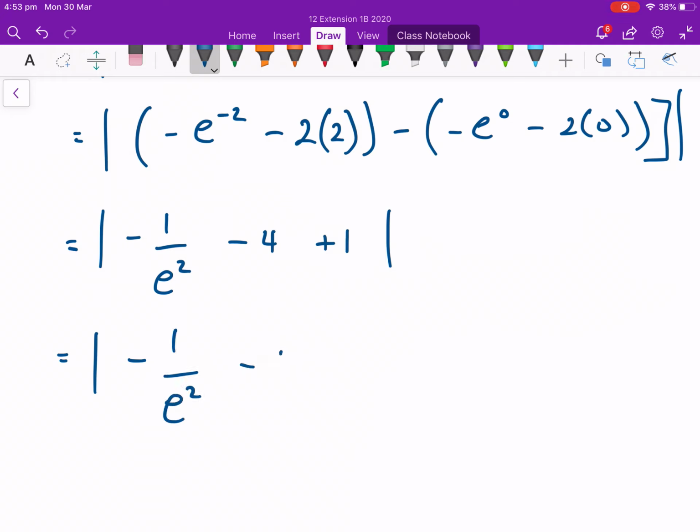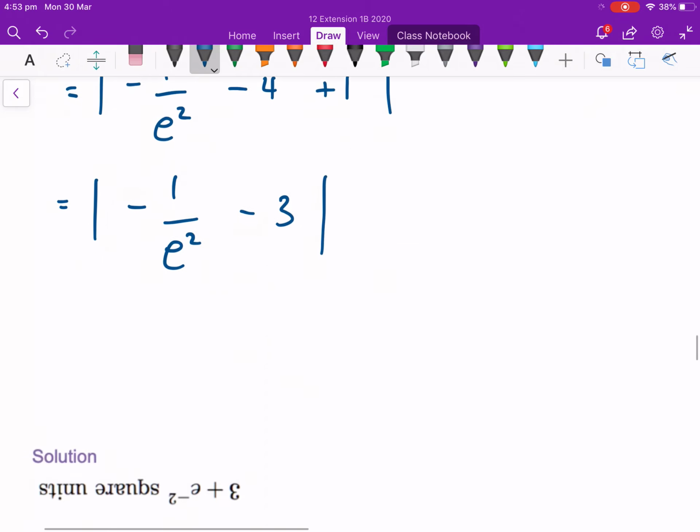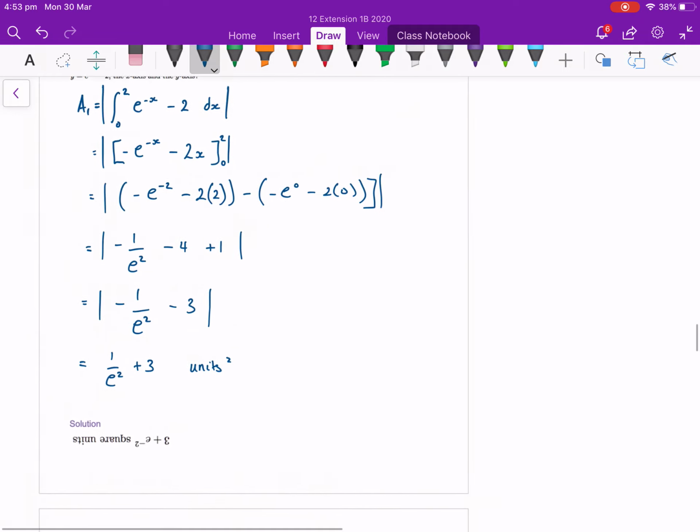Minus 4 plus 1 is just negative 3, and then it's the absolute value of this. So because both of these terms are negative, the absolute value of this will be 1 on e squared plus 3 units squared, because again, it was asking for area.